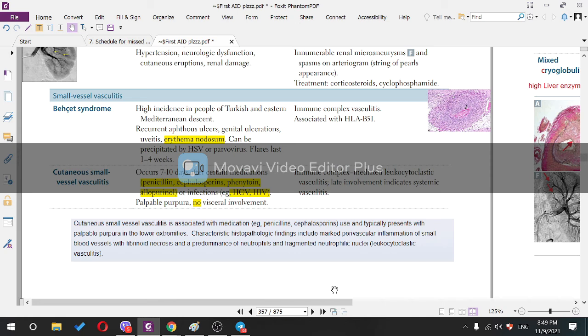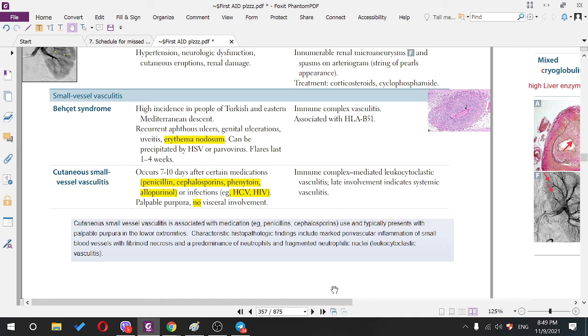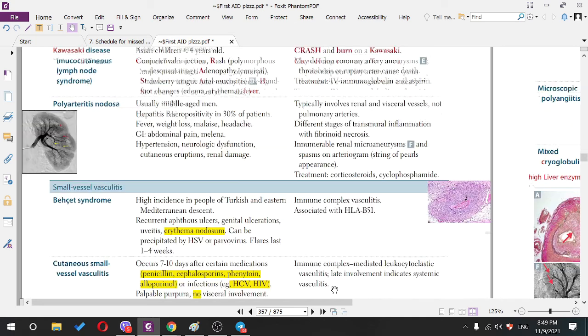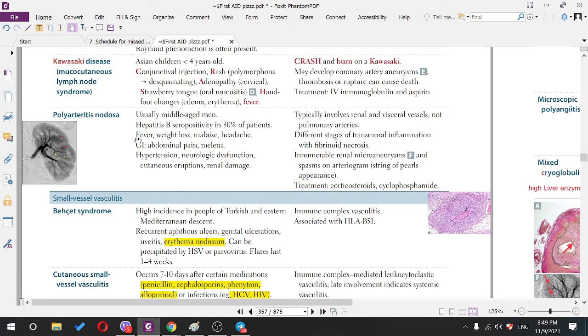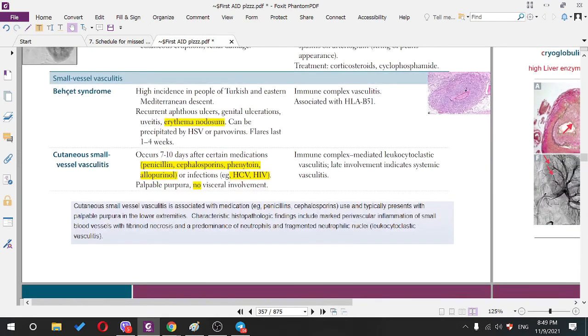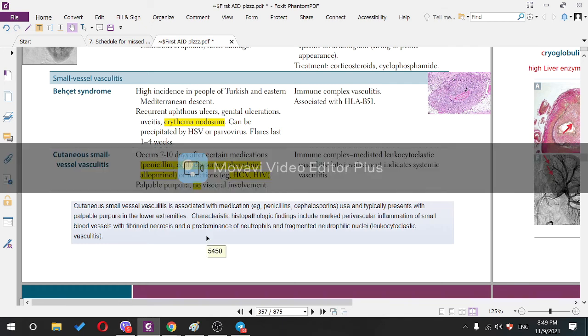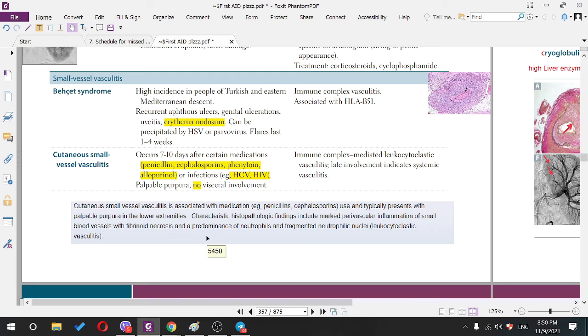Infections are also associated with cutaneous small vessel vasculitis. Be careful. It's hepatitis C here, not hepatitis B. Hepatitis B was polyarteritis nodosa. Hepatitis C and HIV are cutaneous small vessel vasculitis. Keep in mind that it's in the name, cutaneous. So this disease does not involve internal organs, mostly. Sometimes it can, but on your exam, it will not.